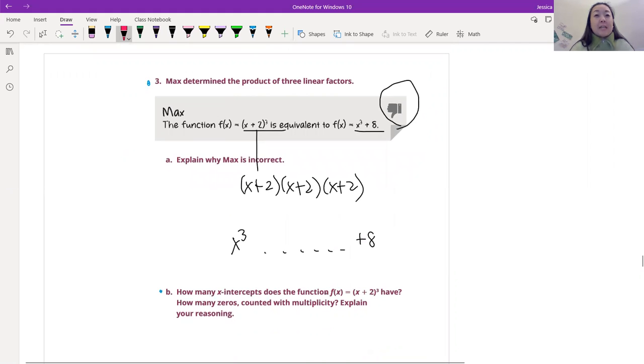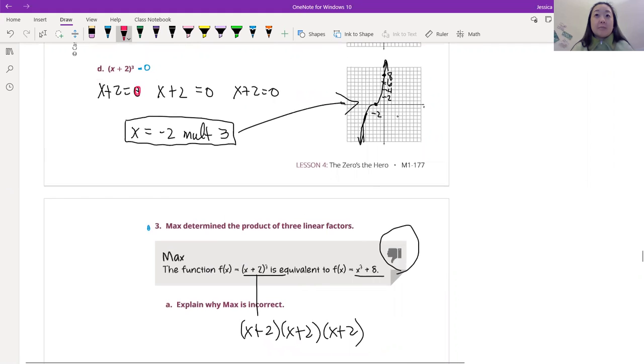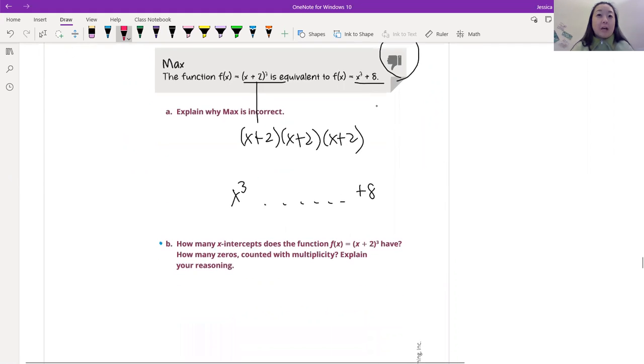That's why it's wrong. And so if you look at B right here, it says how many x-intercepts does the function x plus 2 cubed have? Well, it has only one x-intercept, right? Here at -2. But the other question is, how many zeros counted with multiplicity? That's 3, because it's a multiplicity of 3. So if I ask you how many roots does it have? 3. How many x-intercepts? 1. Got it? Make sense? Okay.